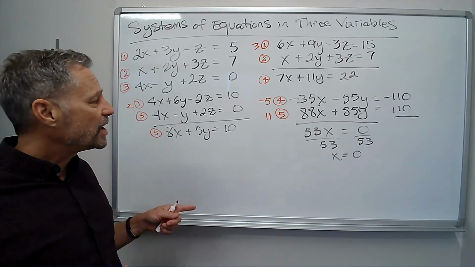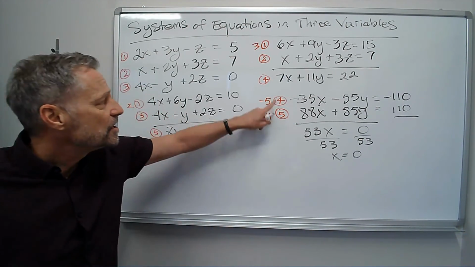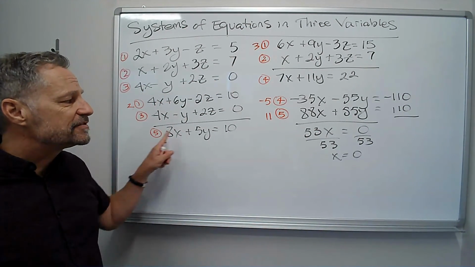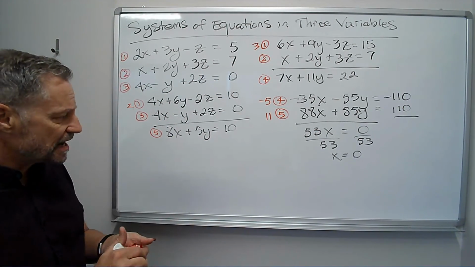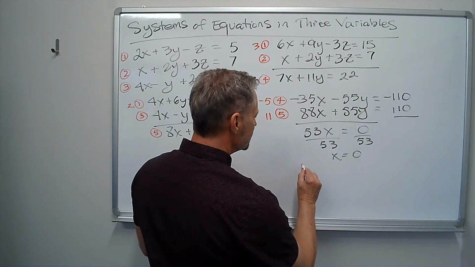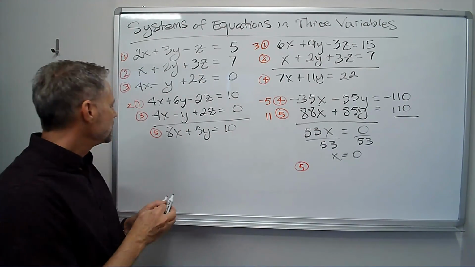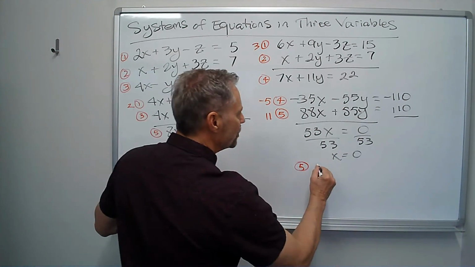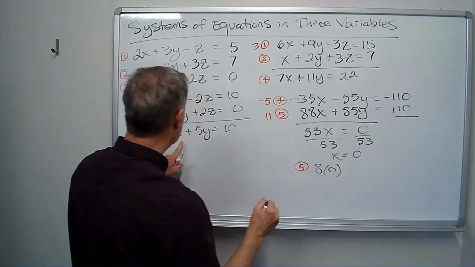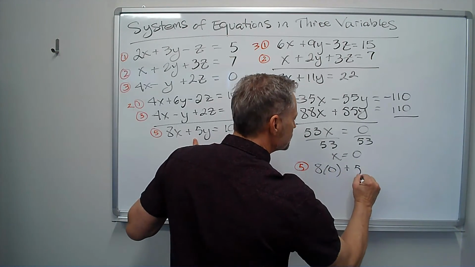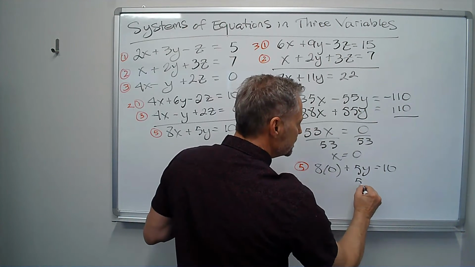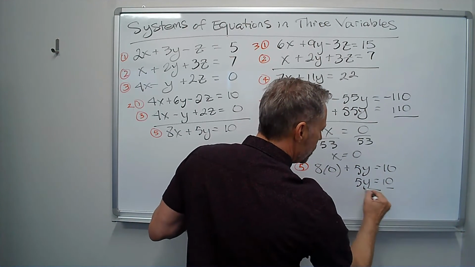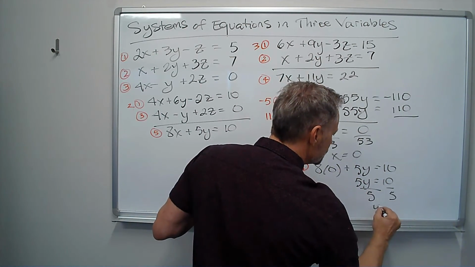So now let's find y and z. Again, don't leave equations 4 and 5 till you have both x and y. Let's go here to equation 5. I'm going to write it here. So in equation 5, I've got 8 times x. Well, that's 8 times 0 plus 5y equals 10. Those cancel out. I just get 5y equals 10, or y equals 2.